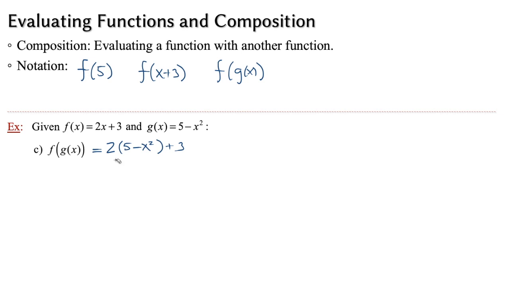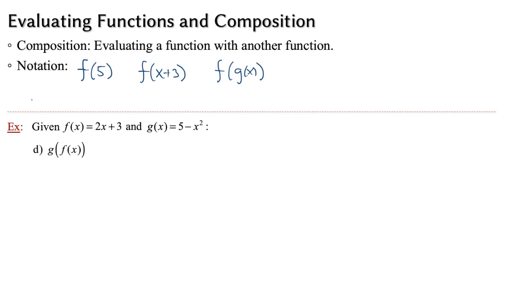So as you can see, we have the 2 times input plus 3 that f of x has, but we replace that input with that 5 minus x squared. Now to simplify, we'll distribute and combine like terms. So we'll get 10 minus 2x squared plus 3, or when you simplify, negative 2x squared plus 13.